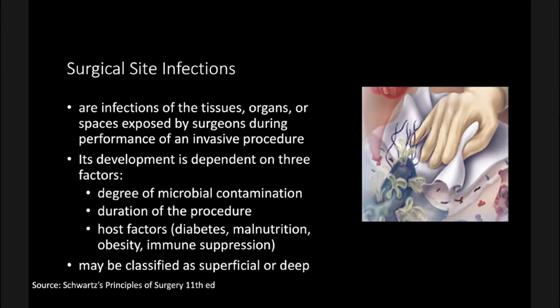So to define surgical site infection, these are infections of the tissues, organs, or spaces exposed by the surgeon during surgery. So how does it develop? The development of surgical site infection depends on three factors: the degree of contamination, the duration of the procedure, and the host factors that may affect the formation of infection. By patient factors we mean diabetes, malnutrition, obesity, and immune suppression, such as in patients who are undergoing chemotherapy and patients with HIV/AIDS. And surgical site infections may be classified as superficial or deep.